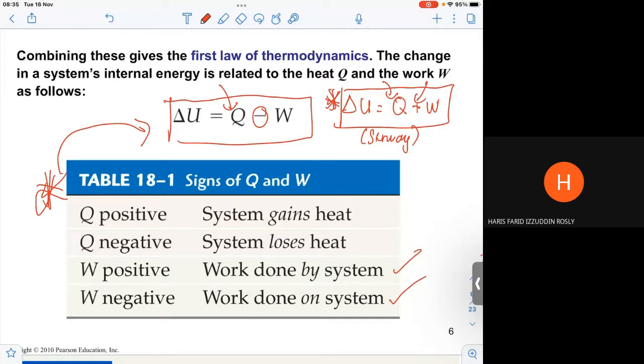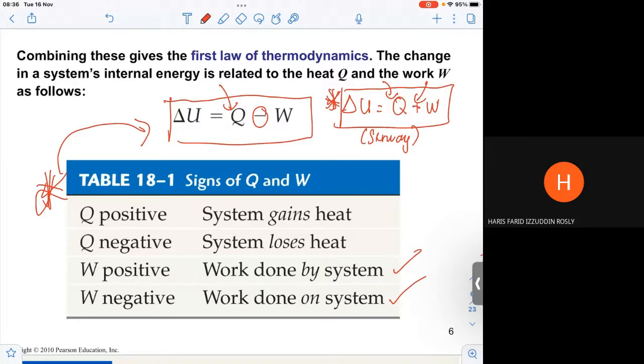If Q positive and Q negative are the same, what about work done by the system? Let's say you are a refrigerator or a machine, you do the work in order to give something. For example, you do the work to make a machine work, the engines will start and the machine will work. So that means you do the work by the system.